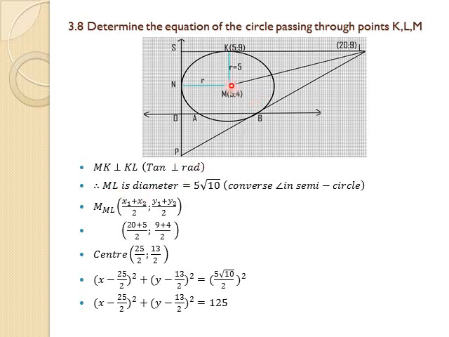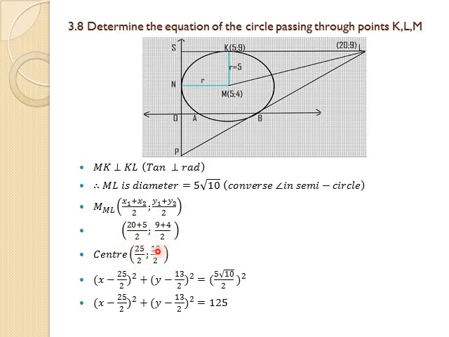Therefore I can say that line ML is a diameter, which in this case was 5 root 10, and my reason would be converse angle in semicircle. The middle of the diameter should be the center of my circle. So the midpoint of ML would be ((x1 + x2)/2; (y1 + y2)/2). So (20 + 5)/2 and (9 + 4)/2 gives me 25/2 and 13/2.